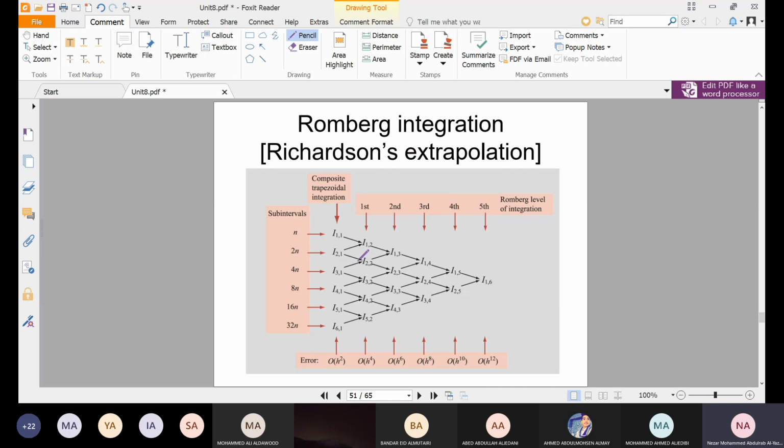This method is applicable for a single segment or multiple segments, it's up to you. So Romberg integration and Richardson extrapolation are the same thing. In Richardson we have the central divided difference, and in Romberg we have the trapezoid rule. The first column is just the trapezoid rule with error of order h squared. After that, we can use the first Romberg level, which is order 4, then the second level will be order 6, order 8, and so on. As we go further using Romberg integration, we can enhance the accuracy more.